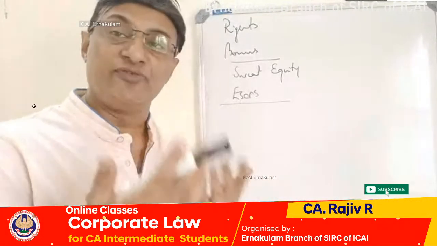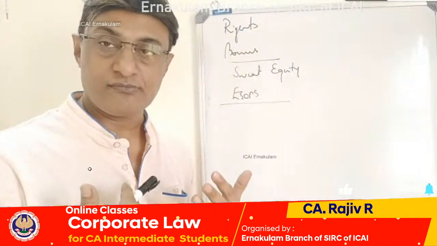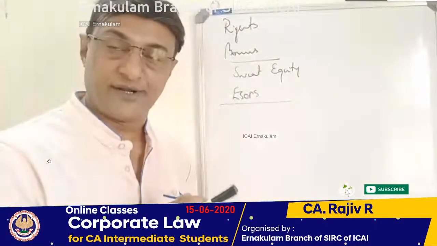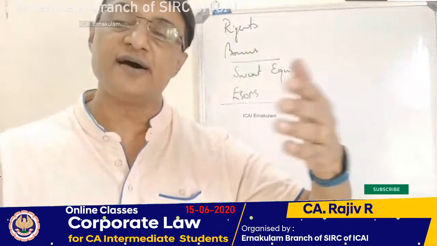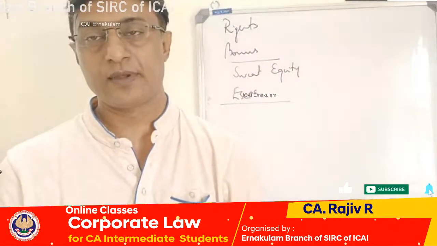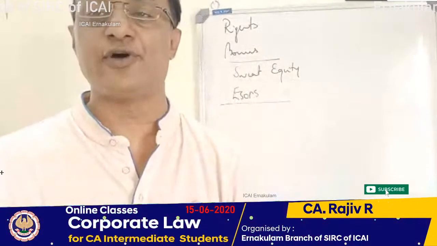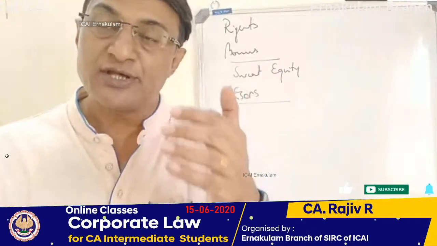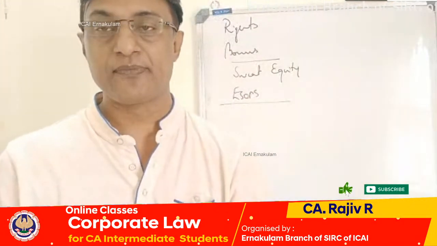Rights issue has a beautiful synonym, preemptive rights, or the right of preemption. I explained the etymology behind the word. Preemptive means that the public are ruled out even beforehand. That means this is something which is actually meant for the existing shareholders. So all of them are basically in the nature of preemptive or private placements.